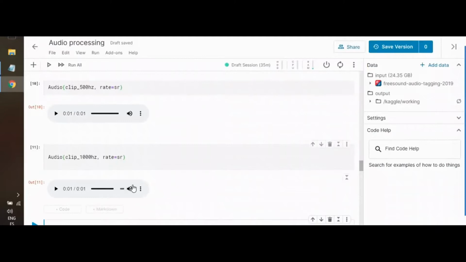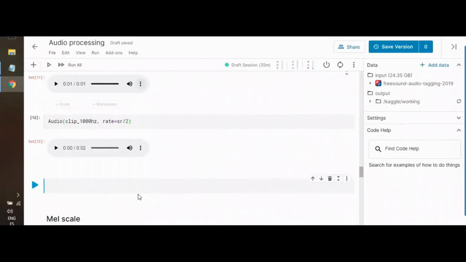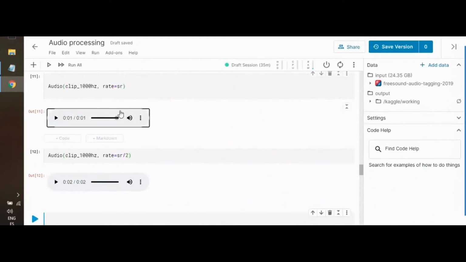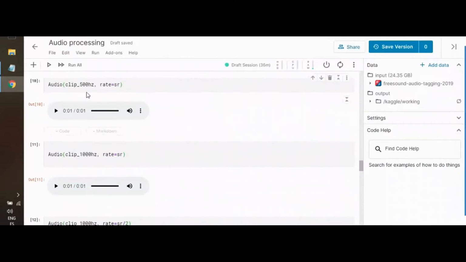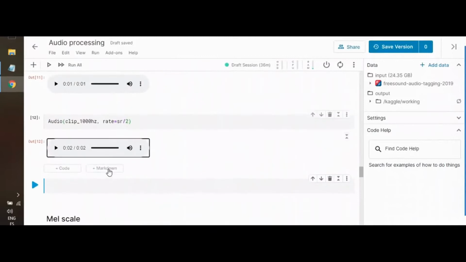We can see what happens if we decrease the sample rate. You can see that this sound is of a higher pitch, but if I just decrease it, dividing by 2, the sample rate is like having fewer samples of the sound that you are recording. So you are going to hear it as a 500 Hz audio file.